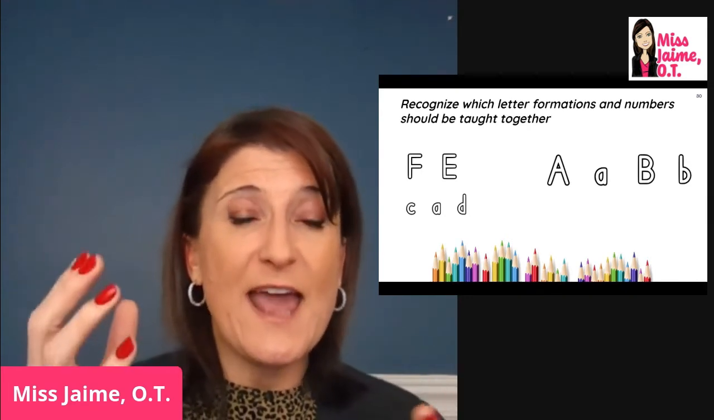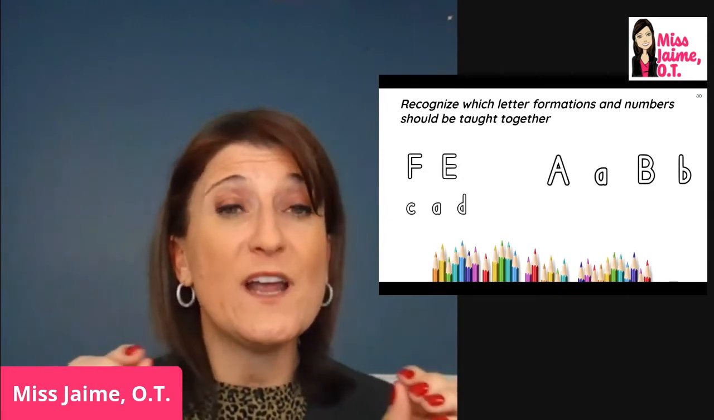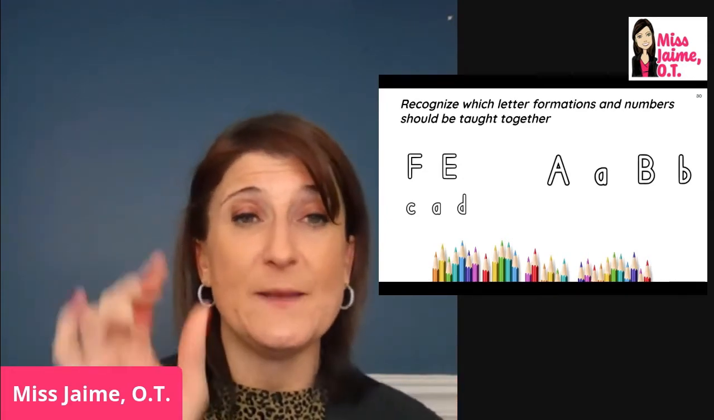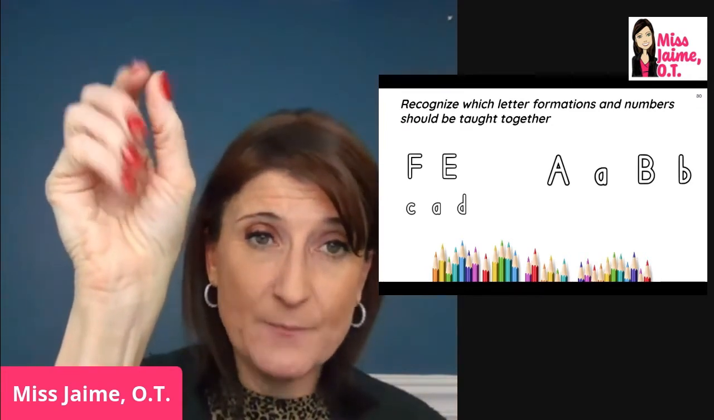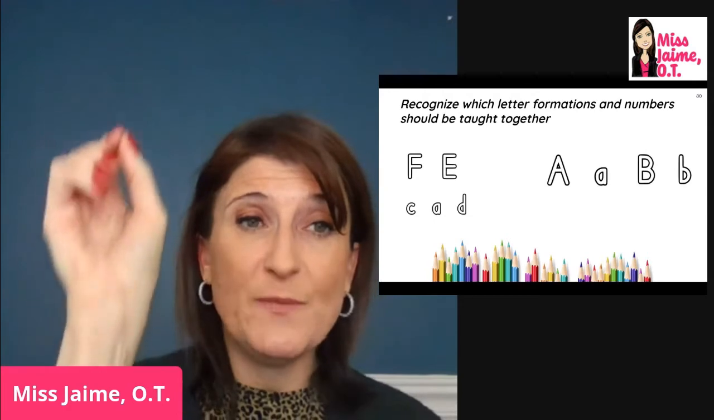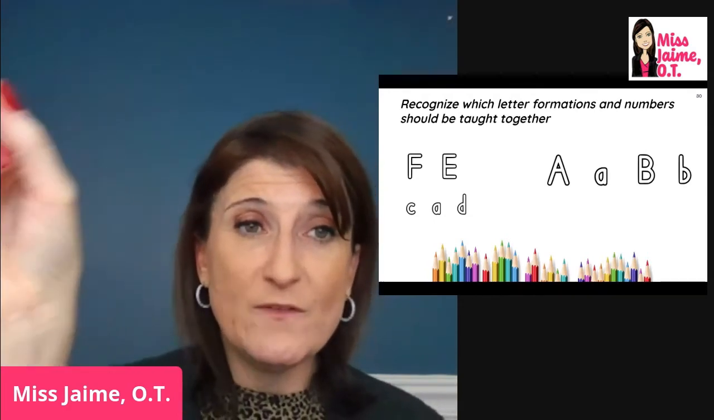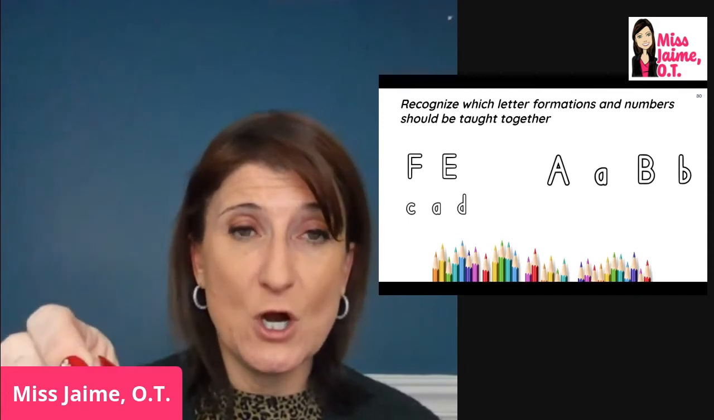Even capital B and lowercase b. They do actually kind of look a little bit alike, but when it comes to forming them, it's not the same. Capital B starts at the top. We do a big line down, and for capitals, we want our kids to pick their pencil back up, go to the top. For capital B, we've got little curve, little curve.